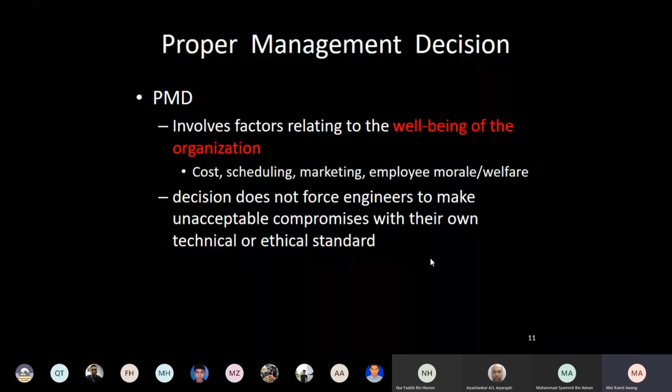So the engineers, proper engineering decisions involve two areas: technical related matters and ethical standards. Proper management decisions involve everything else except these two, or except when there are unacceptable compromises on technical and ethical standards. Clear?